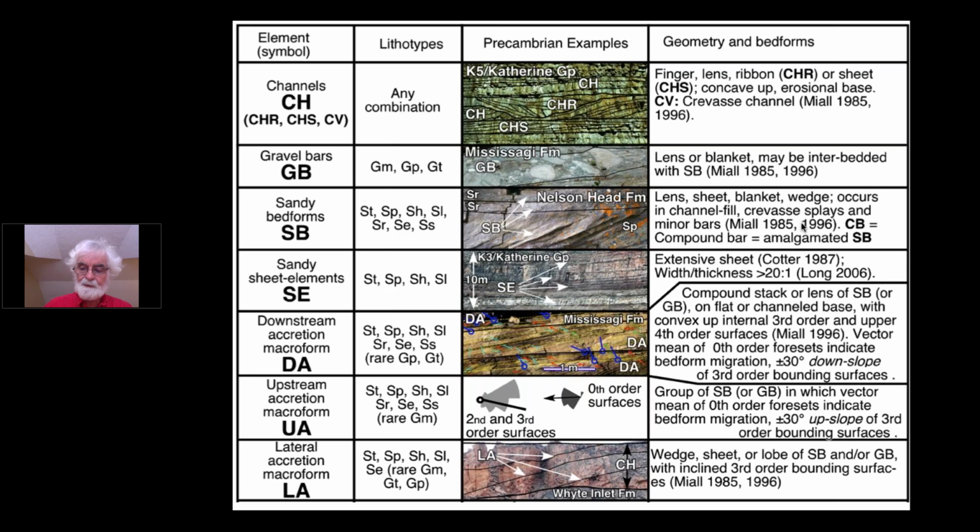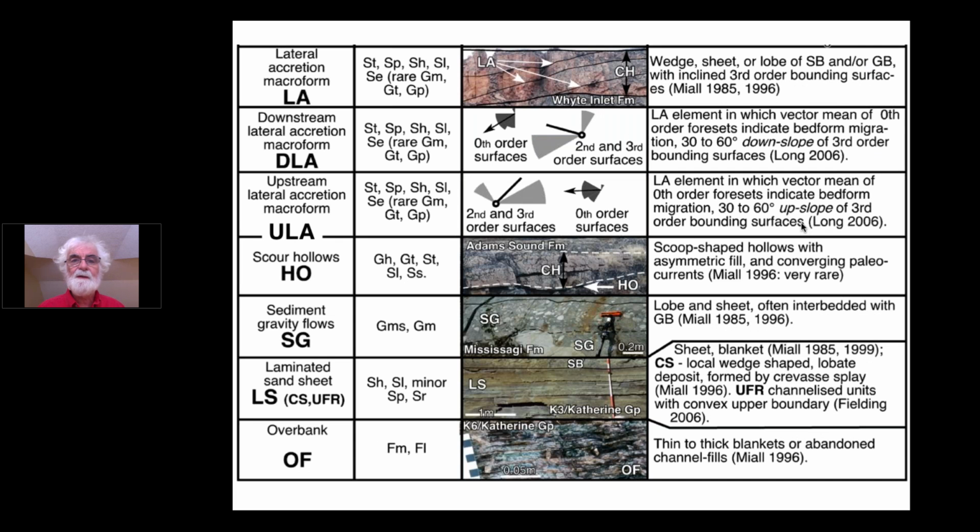We can refer to these as upstream accretionary macroforms. We then have lateral accretion macroforms, which are the key indicator for channel sinuosity. In post-vegetation systems, these are the typical features of meandering river systems. However, in the Precambrian, we don't tend, except in one or two examples, to get these lateral accretion surfaces characterized by mud drapes. That's extremely rare.